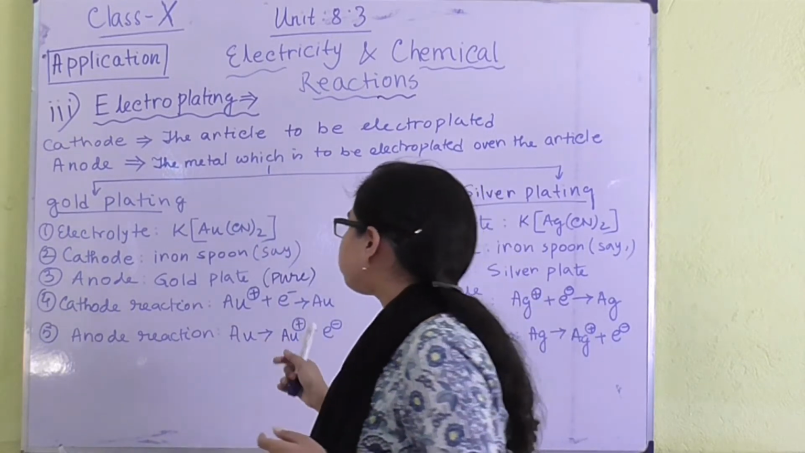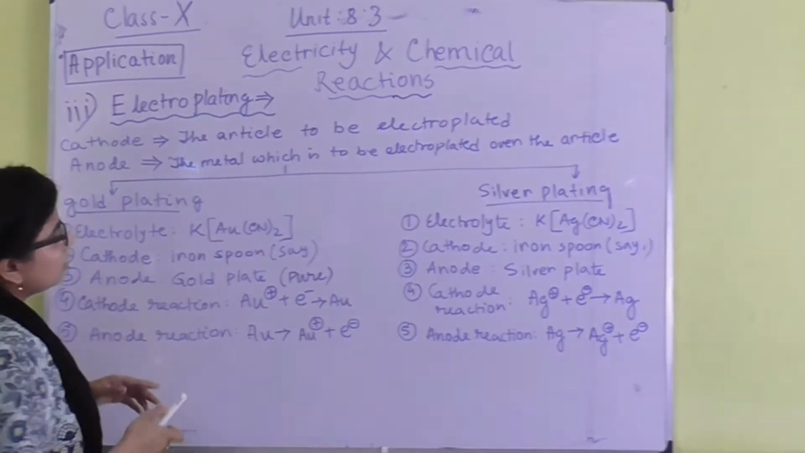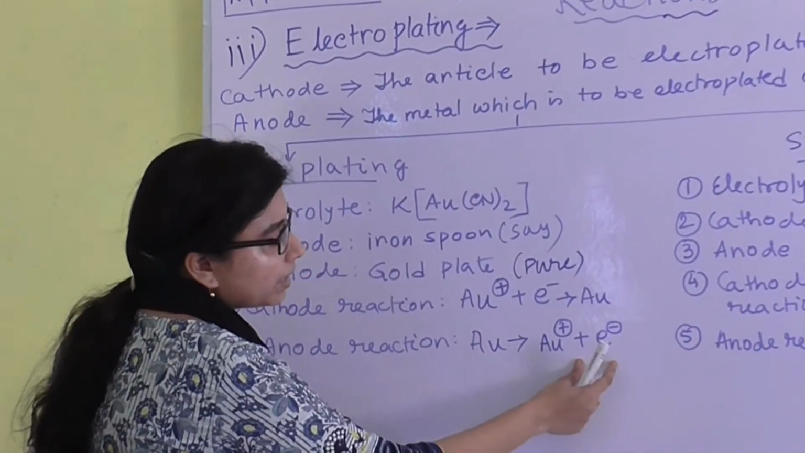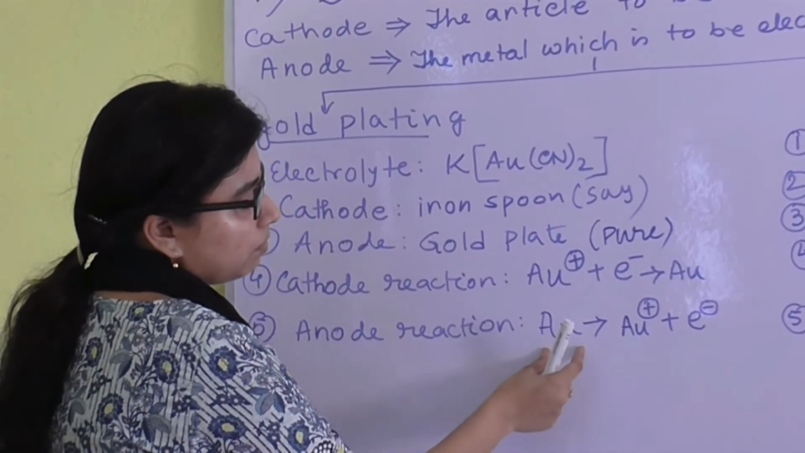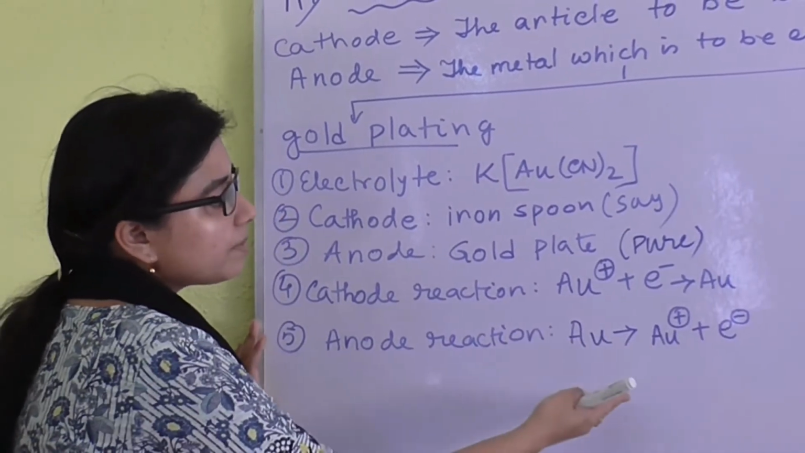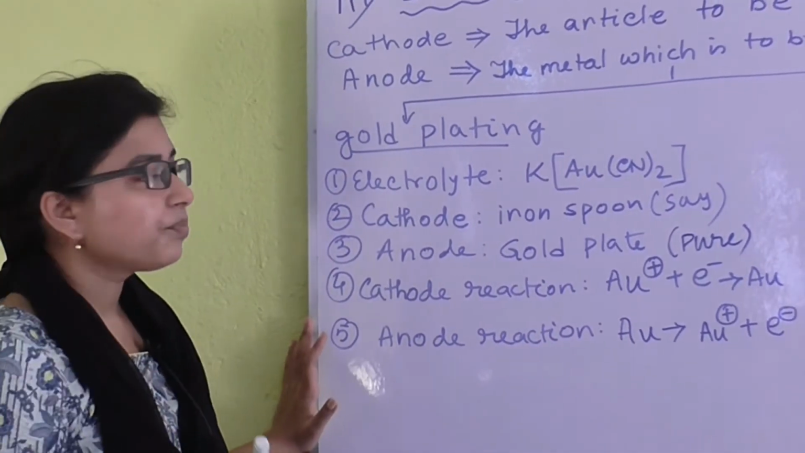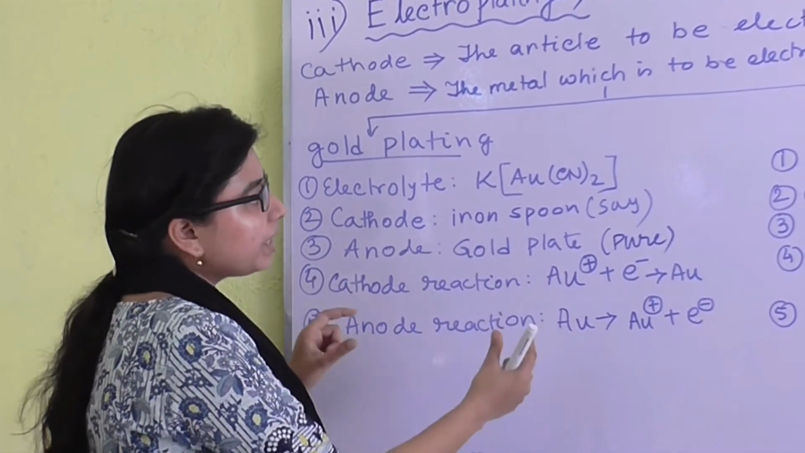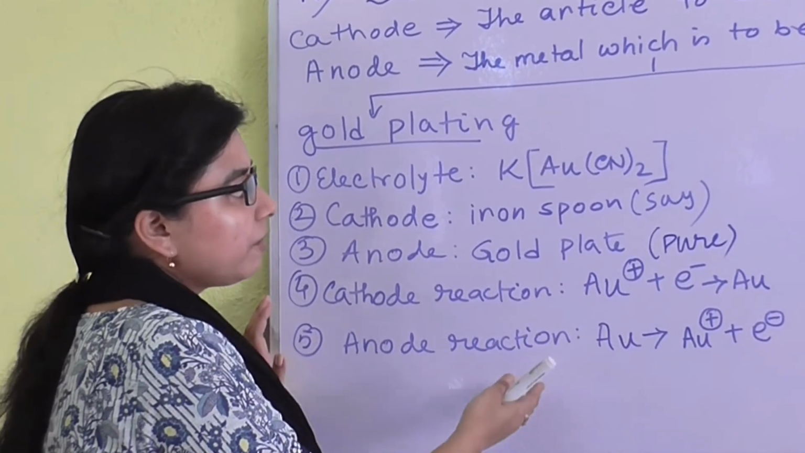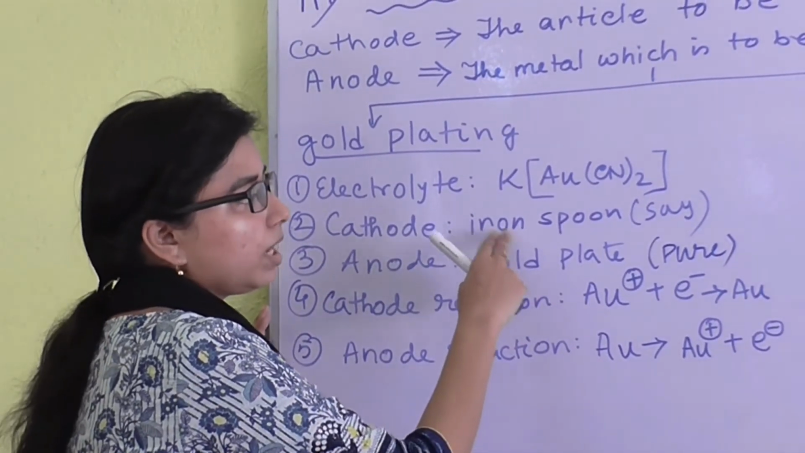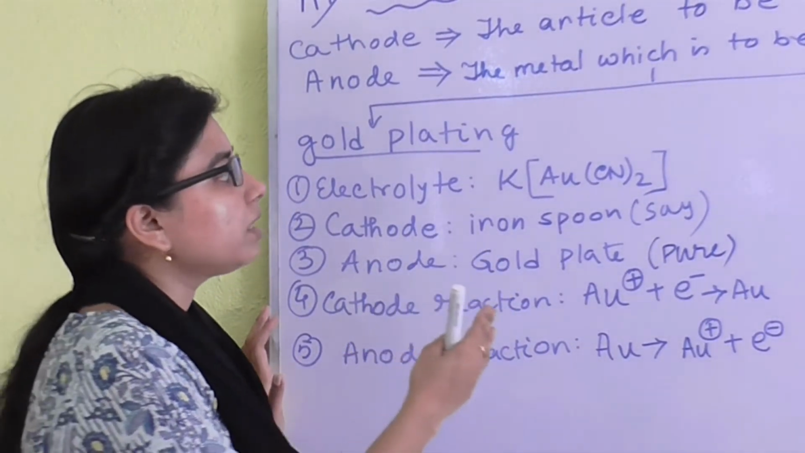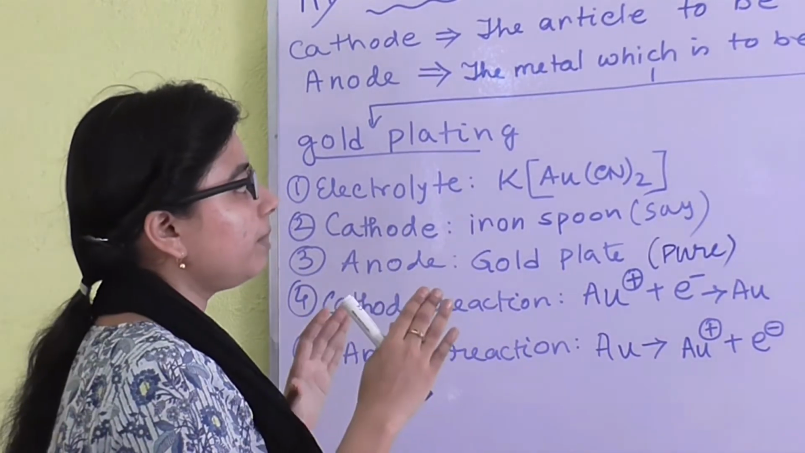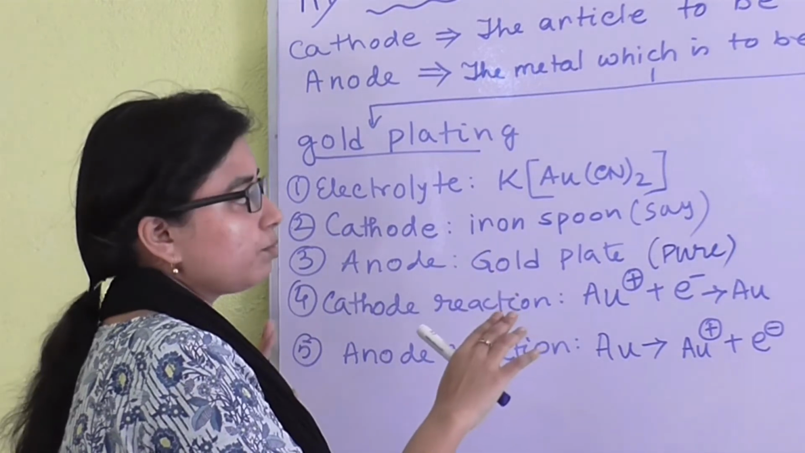And as we know, pure aurum metal will release one electron forming Au+, and this reaction will take place at the anode. Okay, and ultimately this coating will be generated over this iron spoon, and finally when we get the product we can see that a pure fine gold plating has been done over the iron spoon.